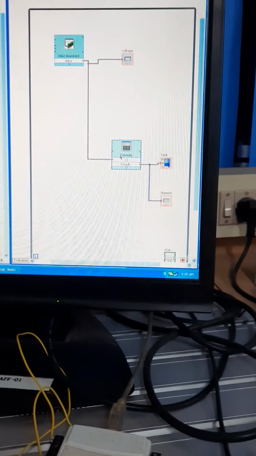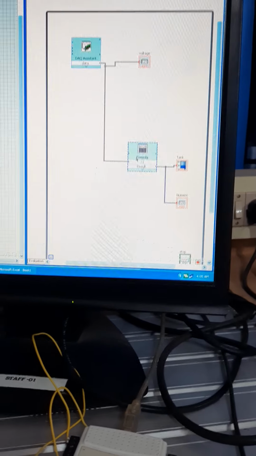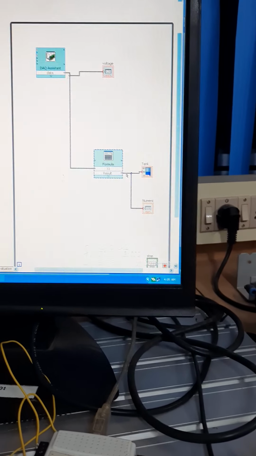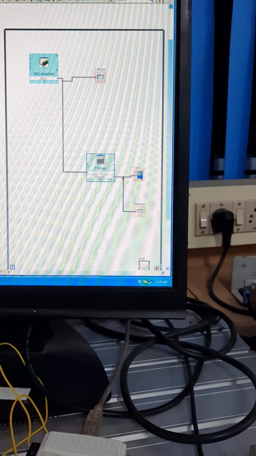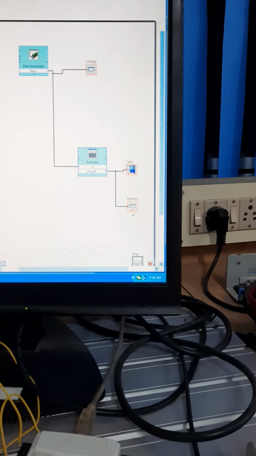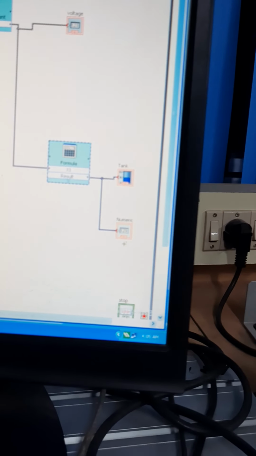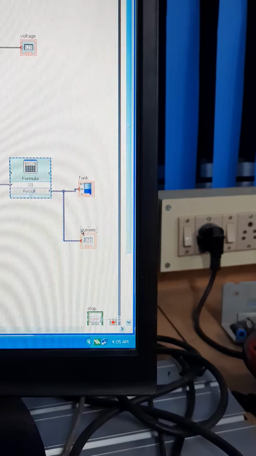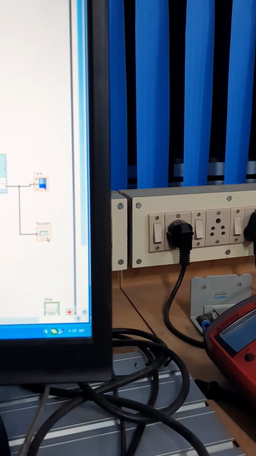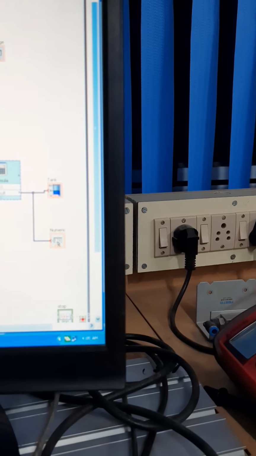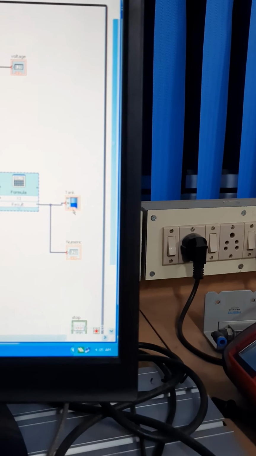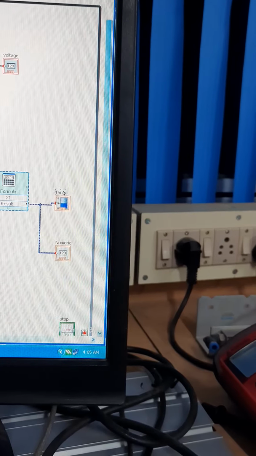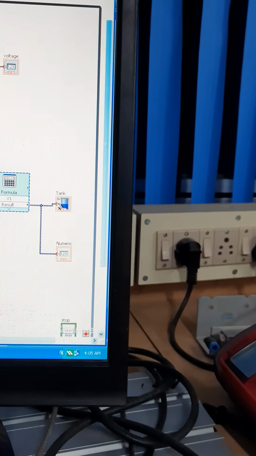Once the formula is incorporated in this virtual instrumentation program, the output will be in terms of mass flow rate. The output can be read as a numerical value, or it can be shown pictorially using a tank. Both have been shown here. This is going to give the output in terms of numerical value, and this is going to give the mass flow rate pictorially. So let us run this program.